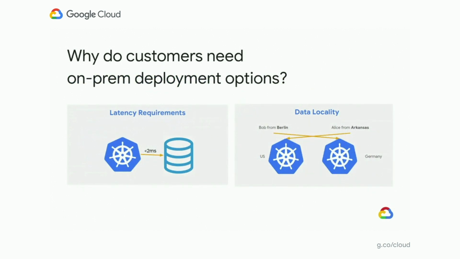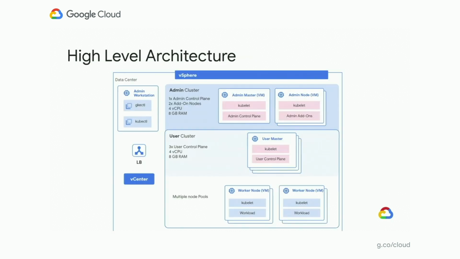When you think about on-prem deployment options, you might ask yourself, why do customers need this? Well, one example might be that they have a database somewhere inside of their data center, and they want to have that workload as close to the database as possible. So they want to have that Kubernetes cluster inside their data center. Another reason might be that they have data locality restrictions, and they have to have a cluster in a particular place, and GCP doesn't have a region there. So for these types of use cases, we have Anthos GKE on-prem, which will allow you to deploy Kubernetes clusters inside your data center. We'll walk through a high-level architecture of how Anthos GKE on-prem works.